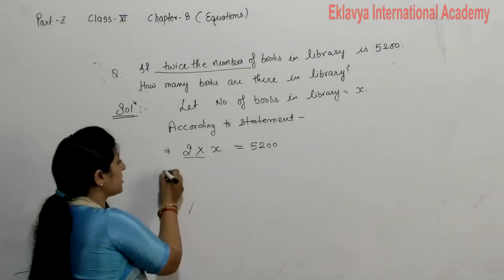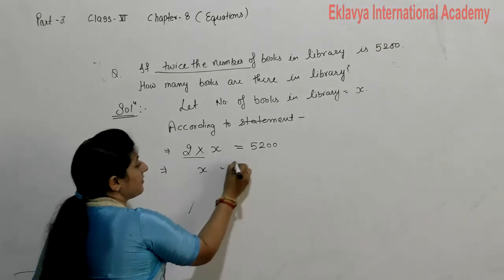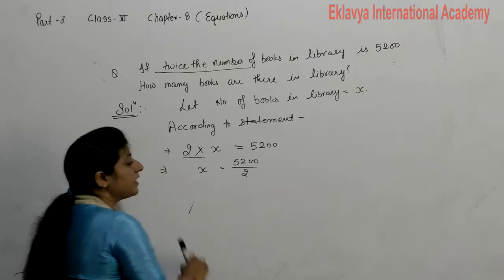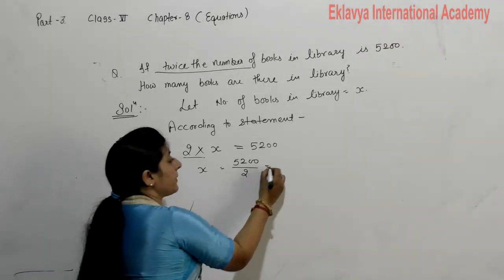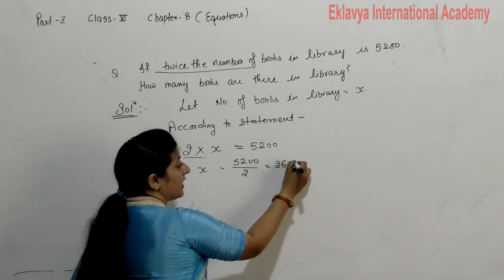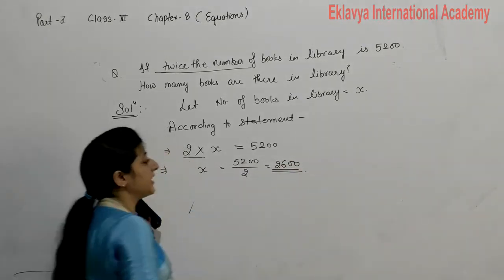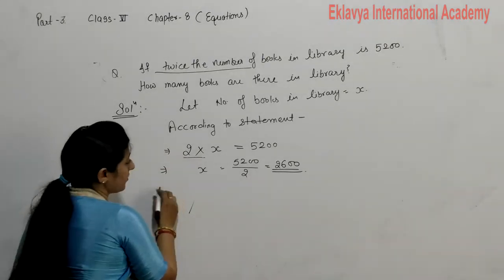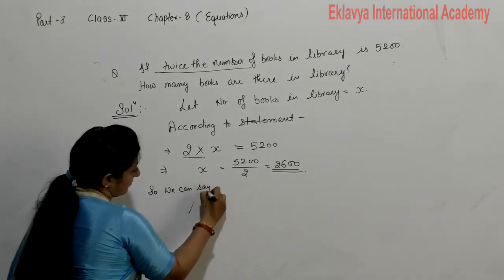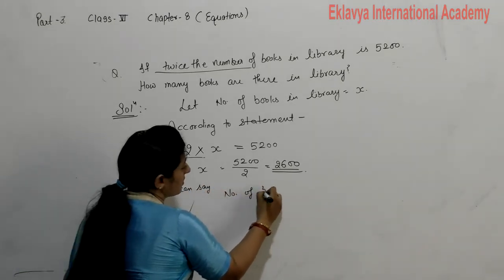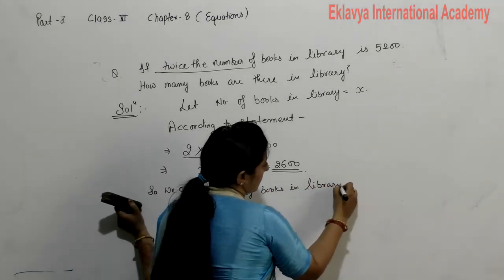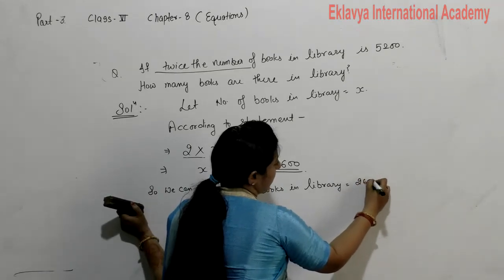Now solve the equation for the value of x. 2x is equal to 5200. Here 2 is in multiplication, so it becomes division. Now, 2 2s are 4, 1 12, 2 6s are 12, then 2600. In the last we write down, the number of books in the library is equal to 2600.